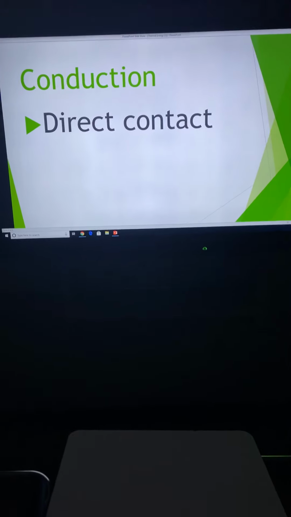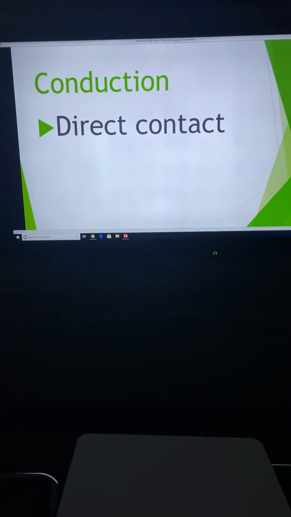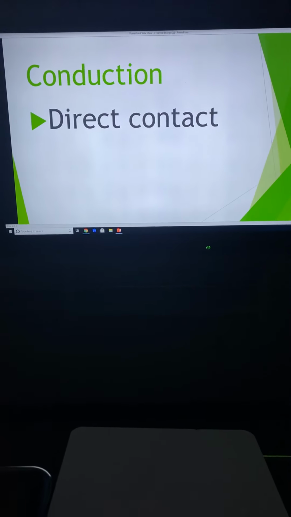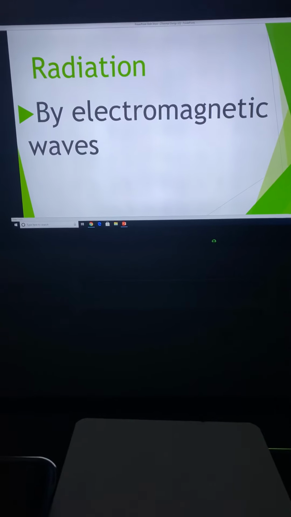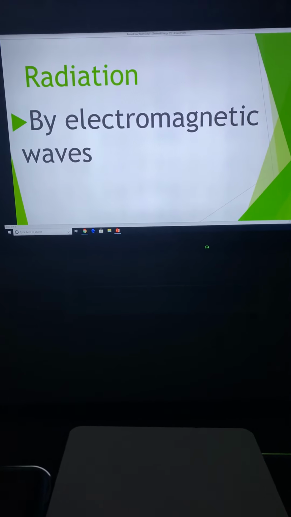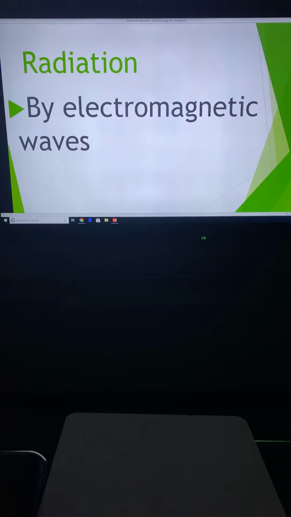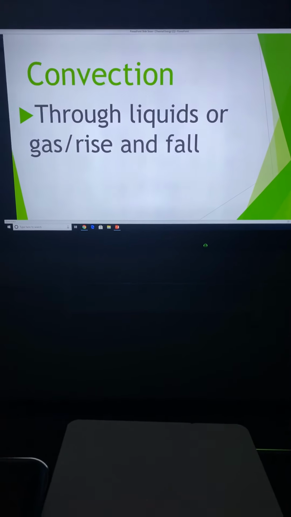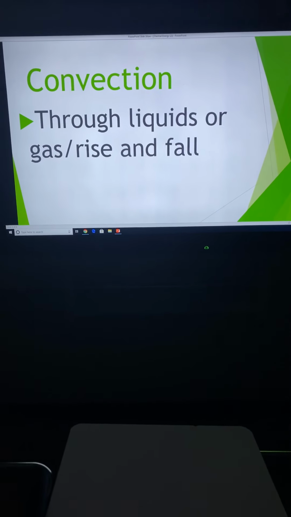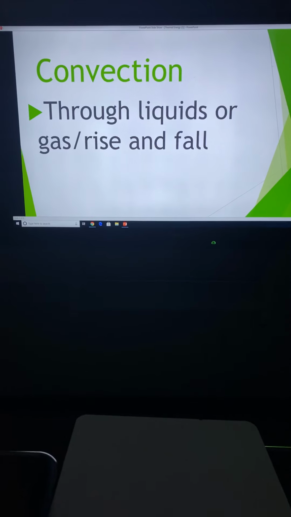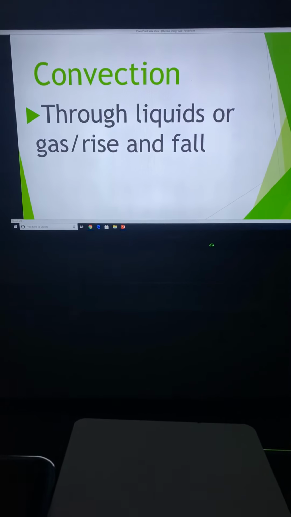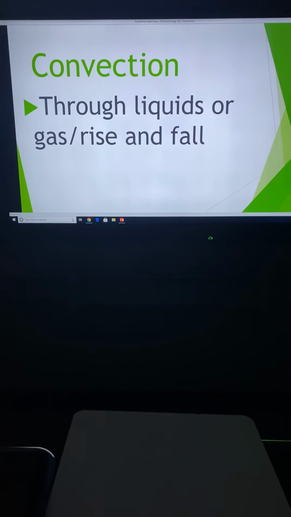The first way that thermal energy is transferred is conduction, which is direct contact. And then radiation. Radiation is by electromagnetic waves. And then you have convection. Convection is through liquids or gas. It's the rise and the fall of liquids and gas, the rise and the fall of hot and cold.